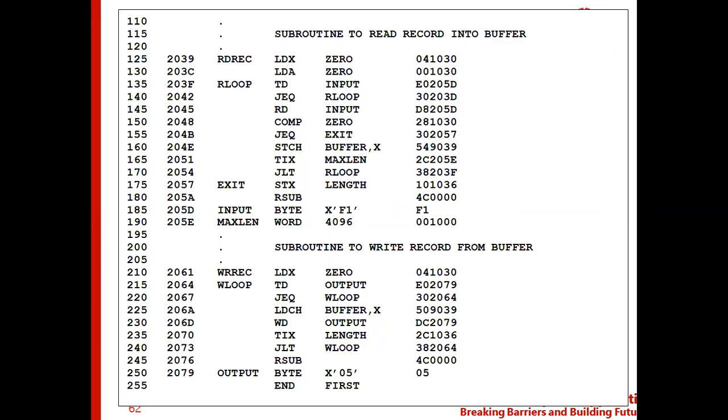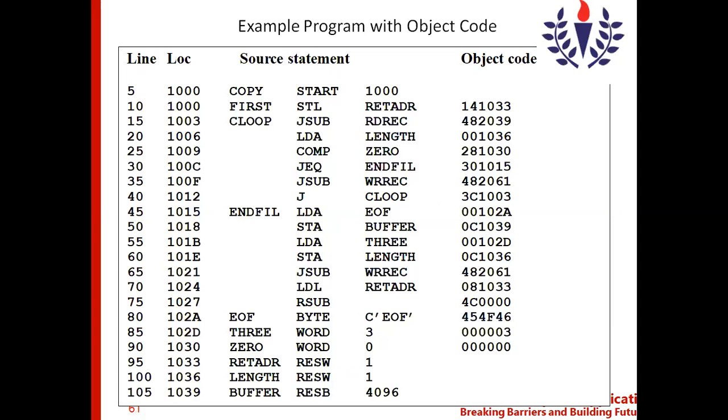And the same thing will be followed till the end. When you have line number 95, we have a reserve word. Reserve word means it will be reserving a number of words. How many words do we have in line number 95? In the operand field, only 1. So one word is nothing but 3 bytes, so 3 bytes will be added. That is why 1033 plus 3 is 1036.